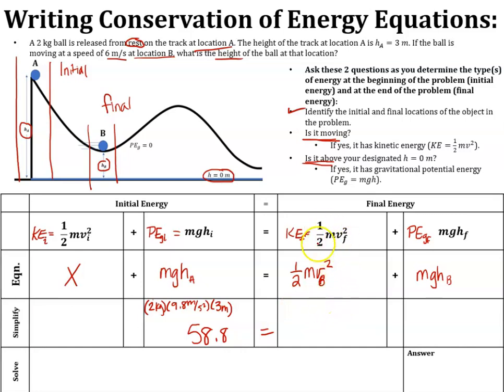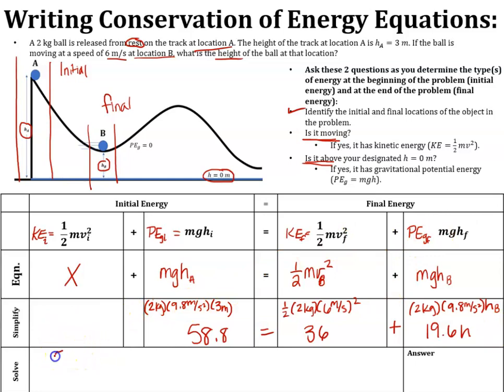Now for our kinetic energy, it's 1/2 of the mass of 2 kilograms times the speed of 6 meters per second squared. So that is going to be 36. And we're going to add that to our final gravitational potential energy. We know the mass is 2 kilograms, and we know G is 9.8, and we're looking for h, so I'm just going to leave that as a variable. And so I'm going to have 19.6h. This is my simplified equation that just has the numbers.